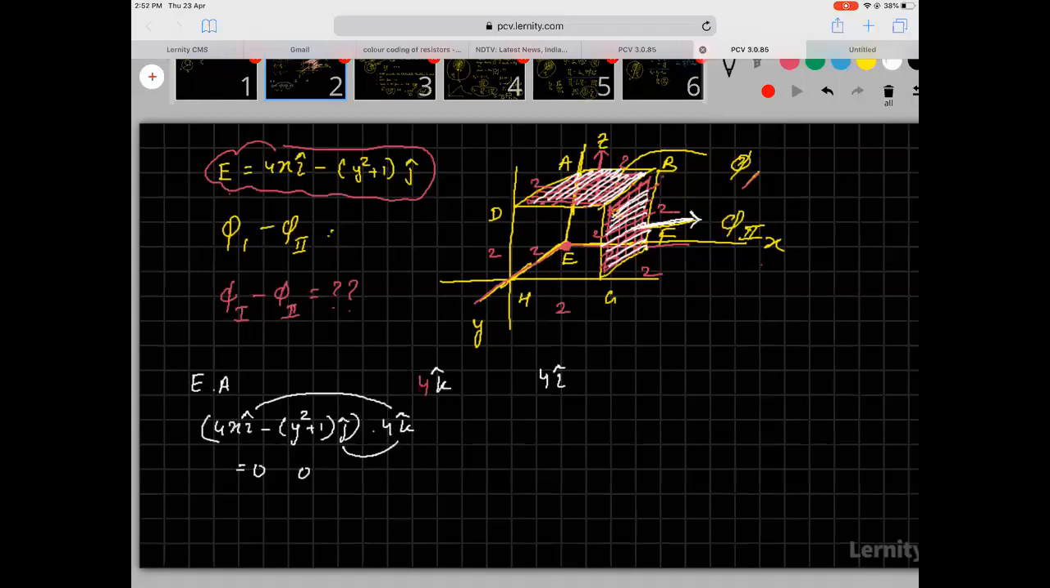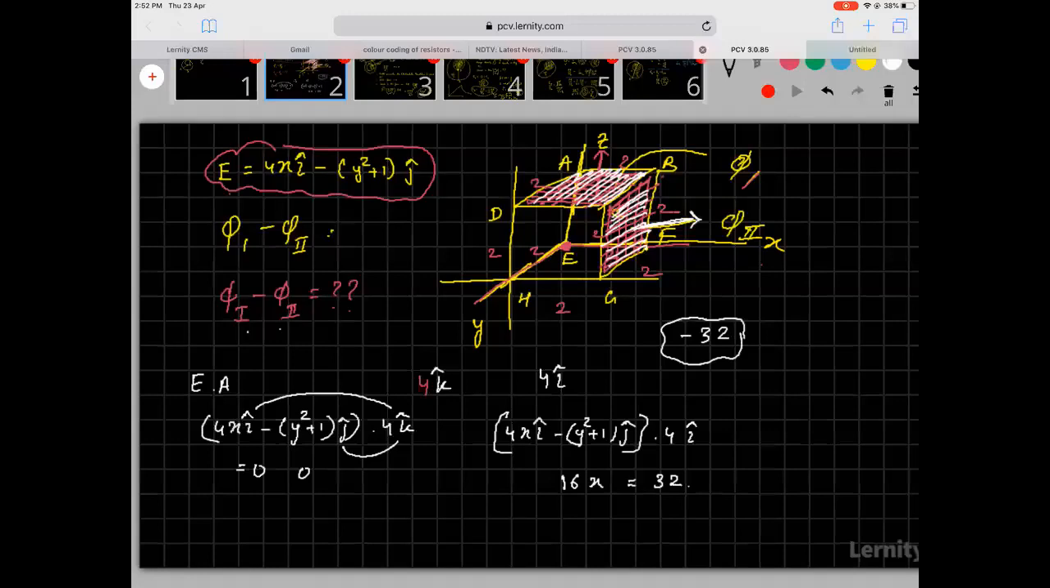Now let me go to the second wall. Second wall, again I have (4x i cap minus y squared plus 1 j cap) dot 4 i cap. So i cap dot i cap will give me 16x. What is the x value there? X value there is 2. So 16 into 2 will give me 32. So the answer is 0 minus 32, which is minus 32. So the flux will be minus 32, whatever SI units.